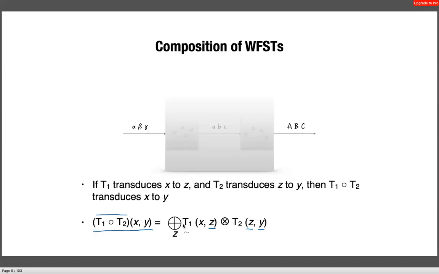So here in this tropical semi-ring, this would mean you're going to find the sum of the paths across all valid Zs such that X produces Z as its output from T1 and then T2 produces Y as its output on taking Z as an input. Take the sum of all such paths and you find the minimum scoring path across all of these paths. That's implemented using the plus operator over all the Zs. So this is the composition rule. This is the algebraic rule which defines composition.